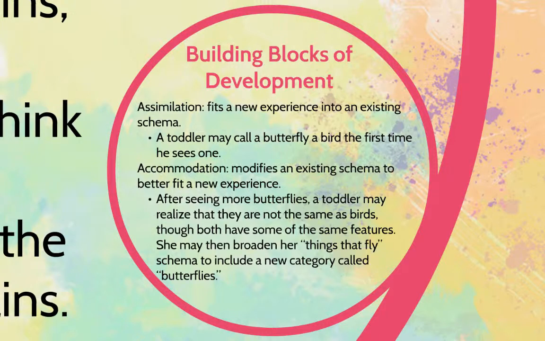In assimilation, the individual fits a new experience into an existing schema. An example: a toddler may call a butterfly a bird the first time he sees one. In accommodation, the individual modifies an existing schema to better fit a new experience. After seeing more butterflies, a toddler may realize that they are not the same as birds, though they both have some of the same features. She may then broaden her "things that fly" schema to include a new category called butterflies.